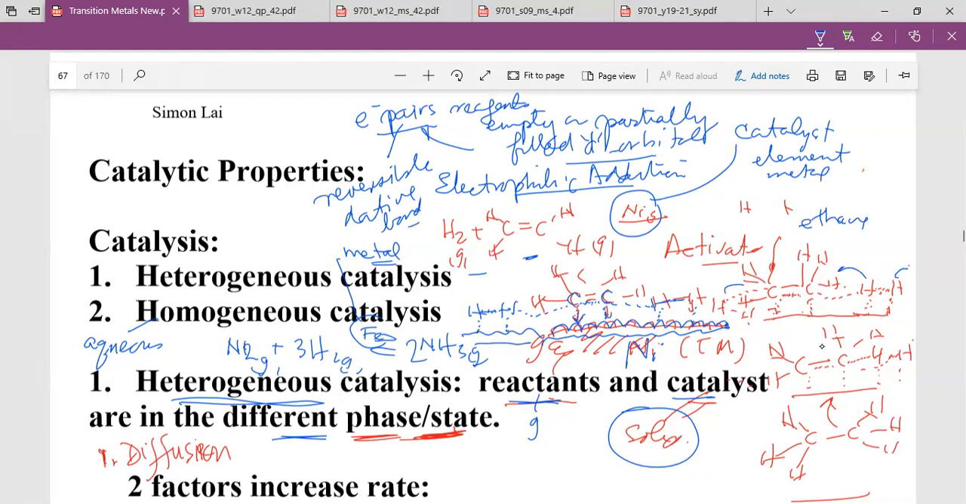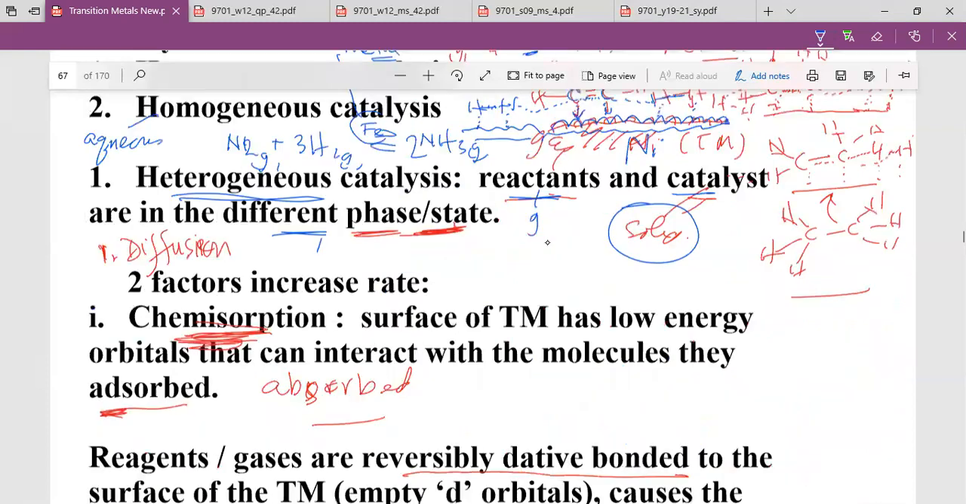Some will go this side, some will go this side. So now this is called chemisorption. First, of course, it's diffusion. The gas will diffuse onto the surface. It's a surface reaction, on the surface of the transition metal. Remember, it's the solid.